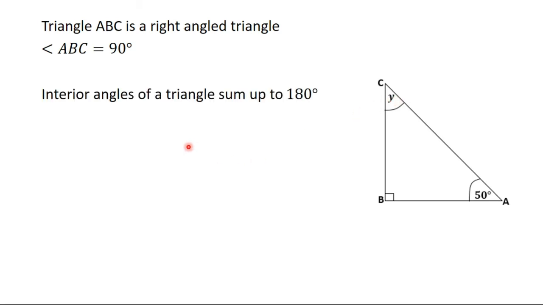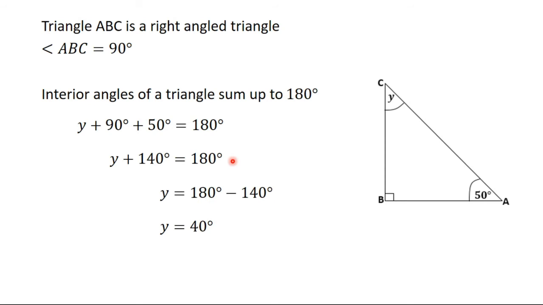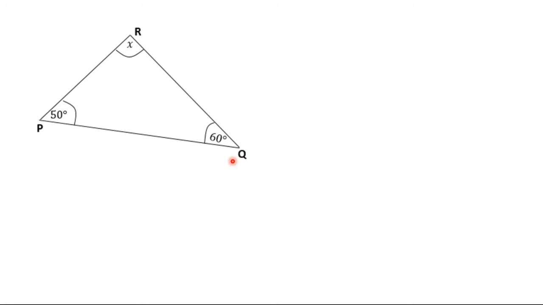We know that the interior angles of a triangle sum up to 180 degrees, so we can say that Y plus 90 degrees plus 50 degrees will give us 180 degrees. So Y plus 140 degrees will give us 180 degrees. So we can say that Y is equal to 180 degrees minus 140 degrees. So Y is 40 degrees. So we have also used the property of a right-angled triangle to find the value of Y in this question.